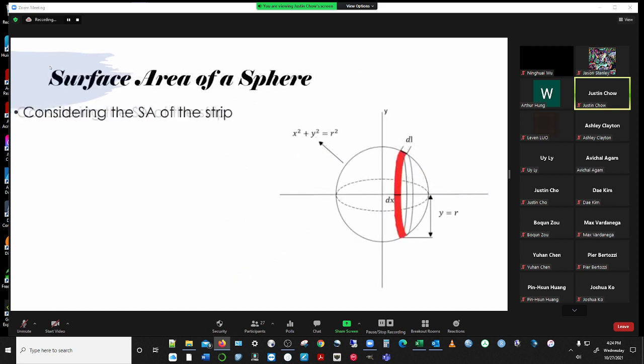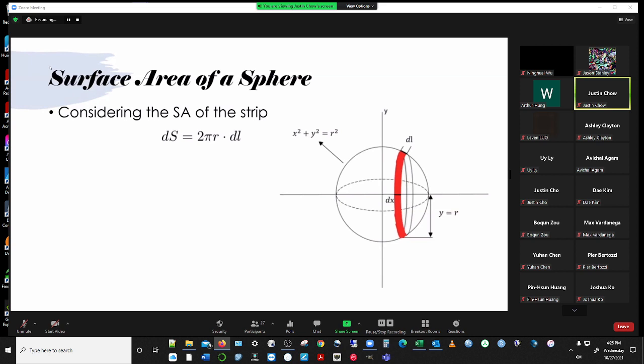Next, we're going to talk about the derivation of the formula for the total surface area of the sphere by integration. As we know, we have the equation of the semicircle of radius r, and we have converted this into a sphere by rotating about the axis. So we have figure 2.